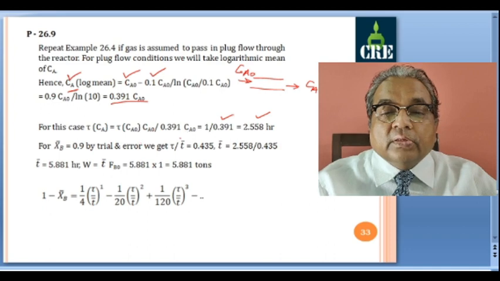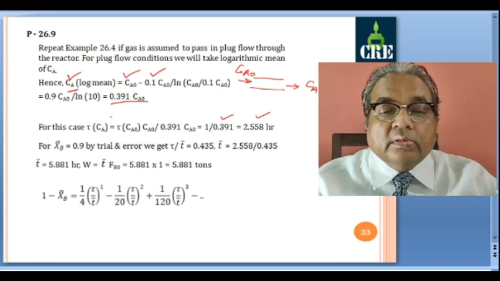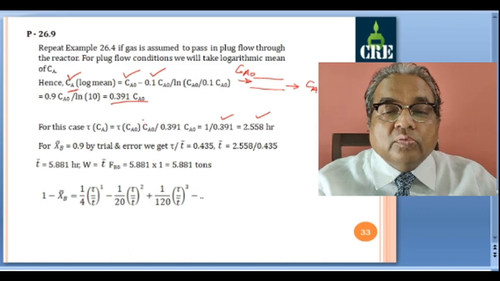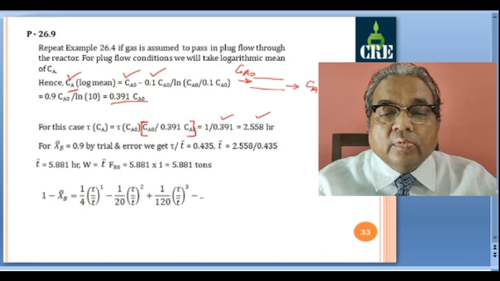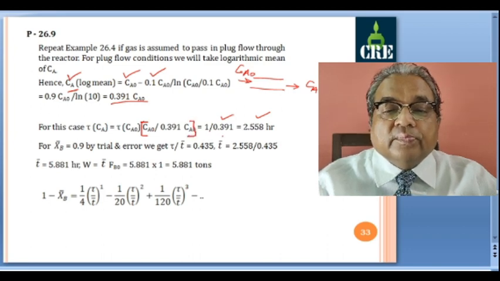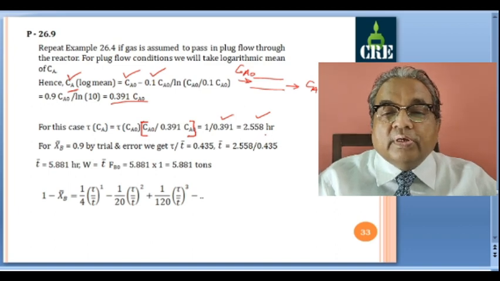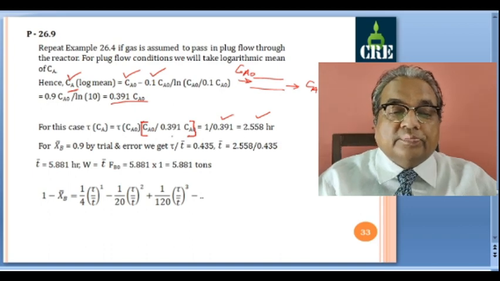Okay, Ca is equal to, here you can put a bracket, so 1 by 0.391, tau 1 by 0.391. So time required for complete conversion in case of plug flow comes out to be 2.558.